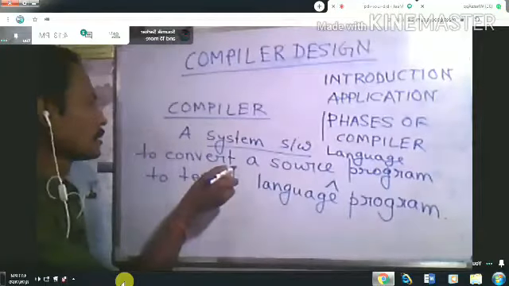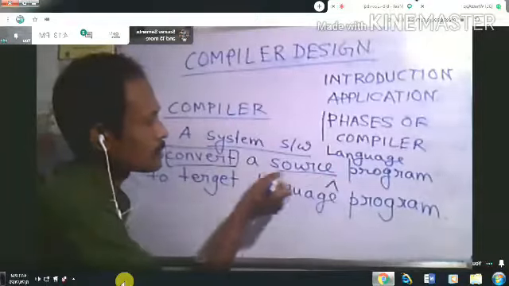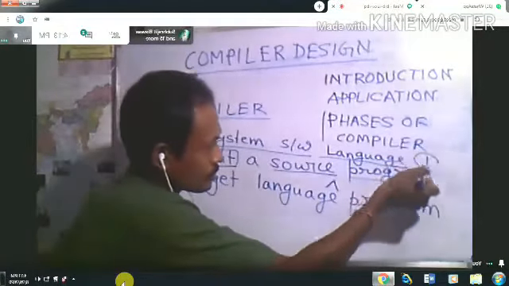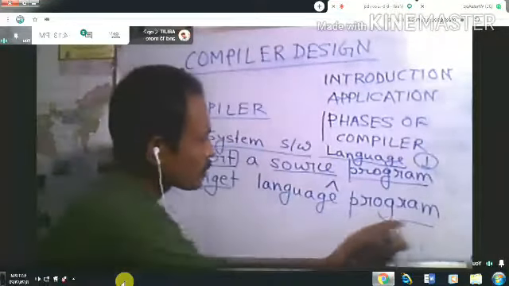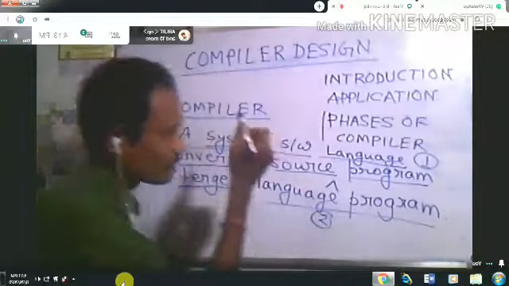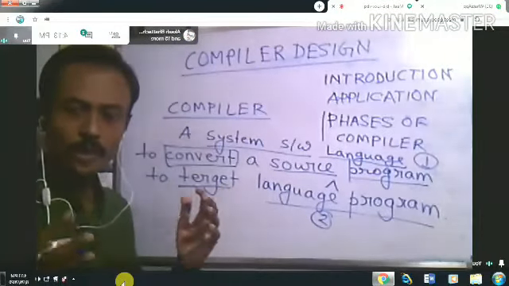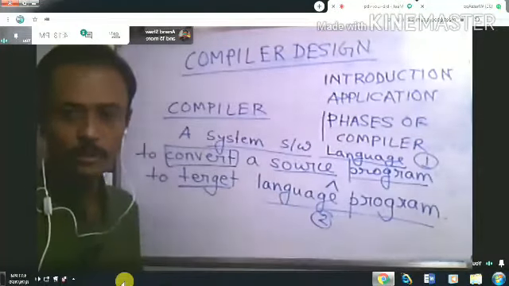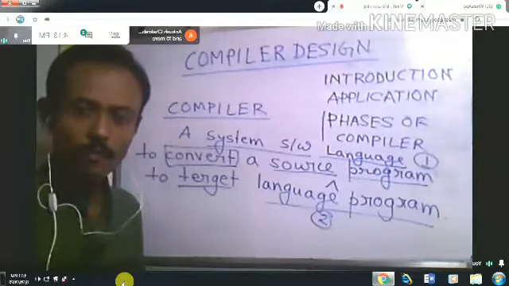So it's a system software. It converts a source language program, and this is the first language. Got it? And it converts it to a target language program, so this will be the second language. So when you convert a program that is written in one language into another language, that is called a compiler.